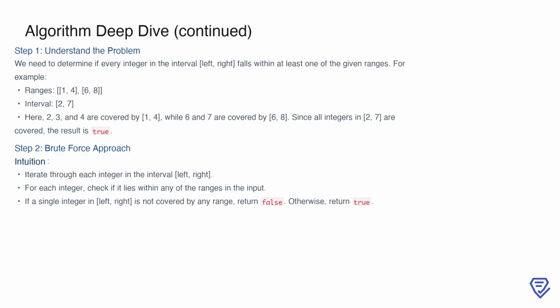The intuition is straightforward: iterate through each integer in the interval [left, right], and for each integer, check if it falls within any of the given ranges. If you find even one integer in [left, right] that is not covered by any range, you return false. Otherwise, if all integers are covered, you return true. While this approach is conceptually simple, we will later explore ways to make it more efficient.